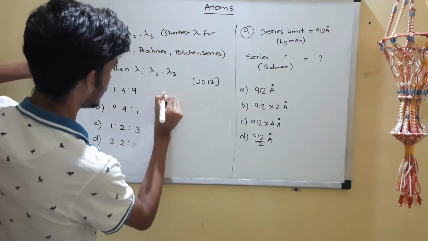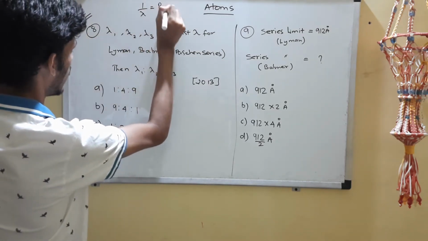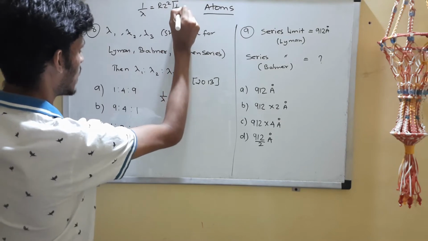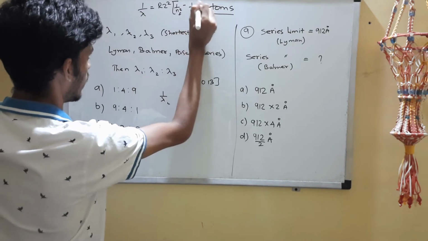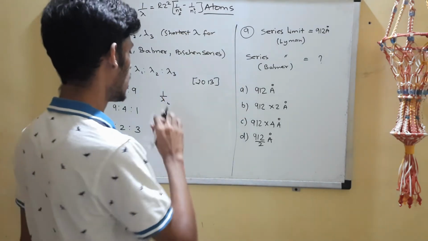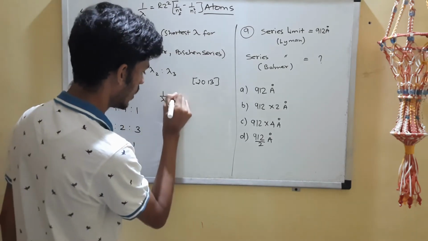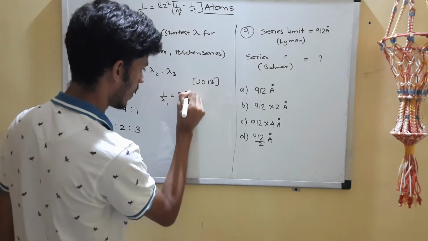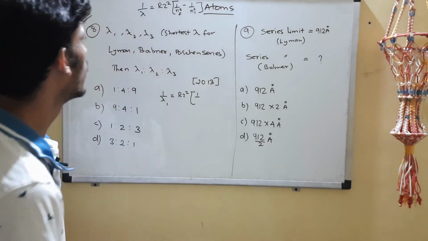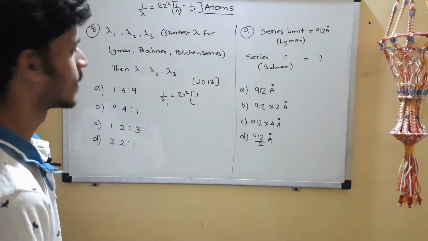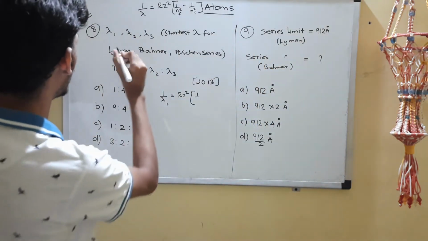So for Lyman series we can write 1 by lambda. What is the formula? 1 by lambda is r z square into 1 by n final square minus 1 by n initial square. So this is the formula that we are going to use. The shortest wavelength first for the Lyman series, which is lambda 1, will be r z square, I'm not substituting the constants, into 1 upon n final square. Finally, the electron falls to n equal to 1, so the n final for Lyman series is 1.